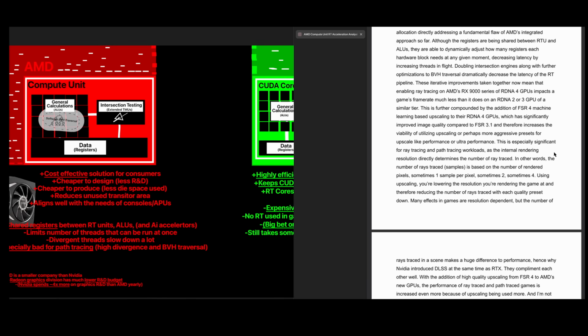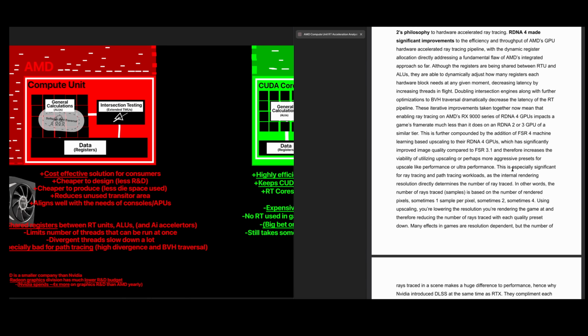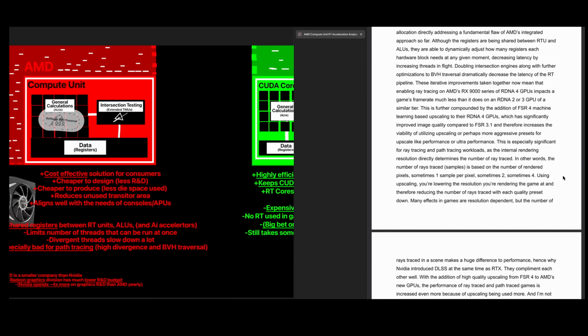And FSR 4 has much better image quality compared to FSR 3, which really makes it more viable to use in more situations and for more people. Or it might even let you use more aggressive upscaling presets, like going down to performance mode. And you really might want to do that because the internal resolution that you're rendering at directly determines the number of rays that need to be traced.